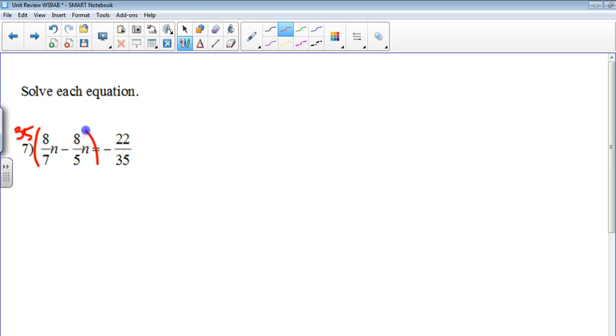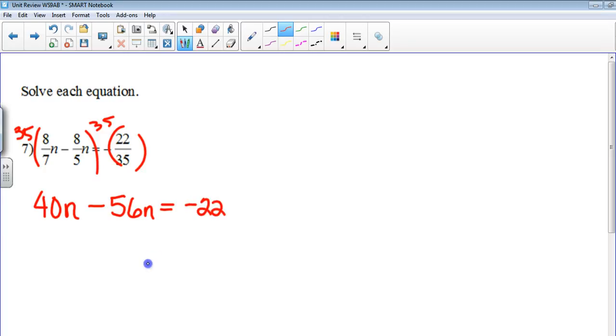So if you have a calculator, just type 35 times 8 divided by 7. And I'm thinking you get 40, and that one has an n. And then type 35 times negative 8 divided by 5, or just 8 divided by 5, and then put in your minus sign. And I'm thinking that one's 56. Don't lose your n, though. I almost lost that n there. Then over here, 35 times 22 divided by 35 is just 22. And was there a negative? Yeah, I covered up that negative.